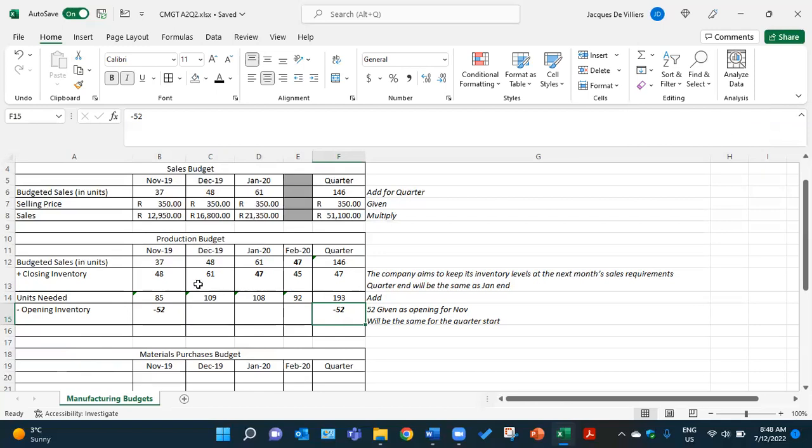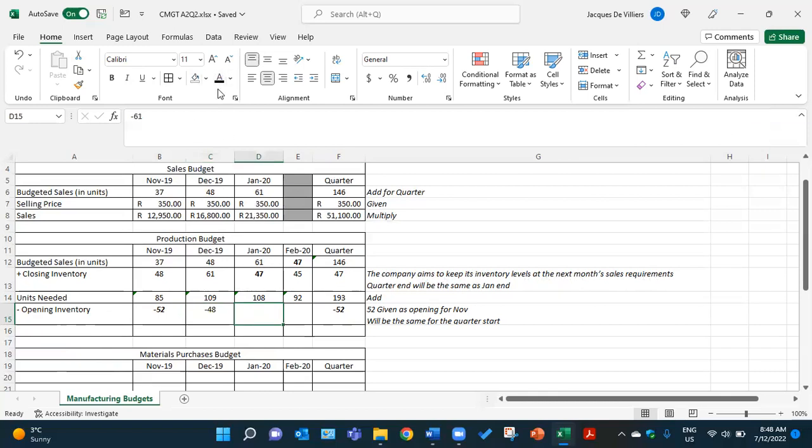Now, our opening inventory will be exactly the amount that we think we are going to sell in that month, because that is what the policy says. We aim to keep our inventory levels at the next month's sales requirements. So if I plan to sell 48 in that month, I need 48 on hand at the beginning of the month.